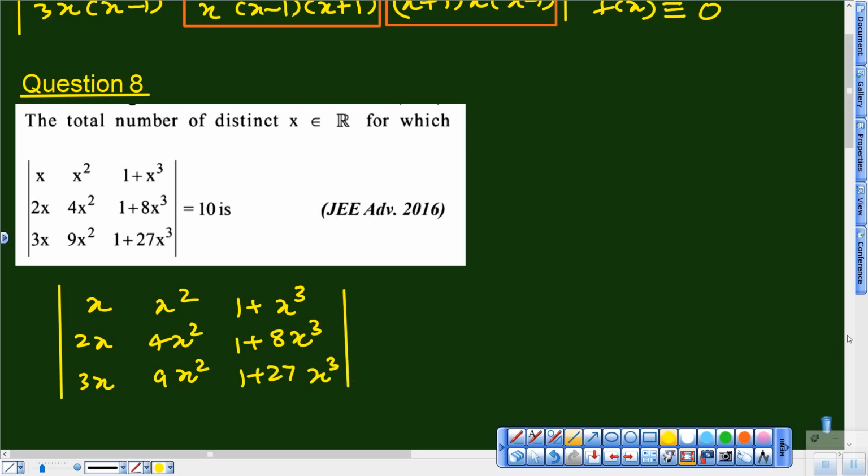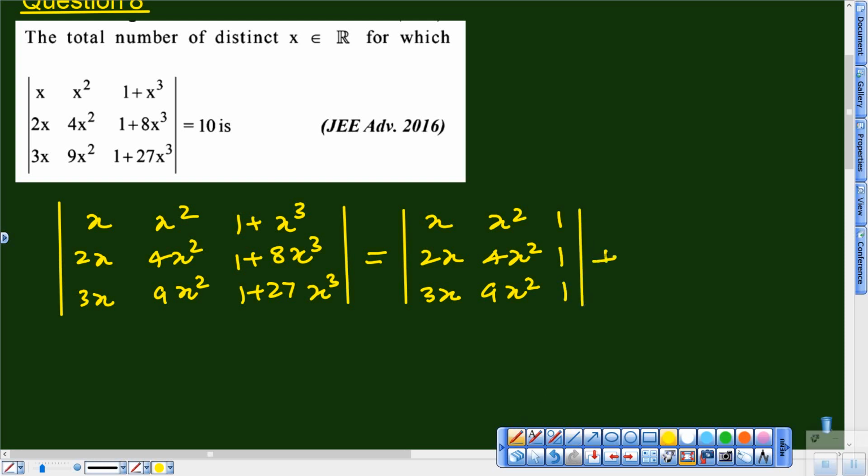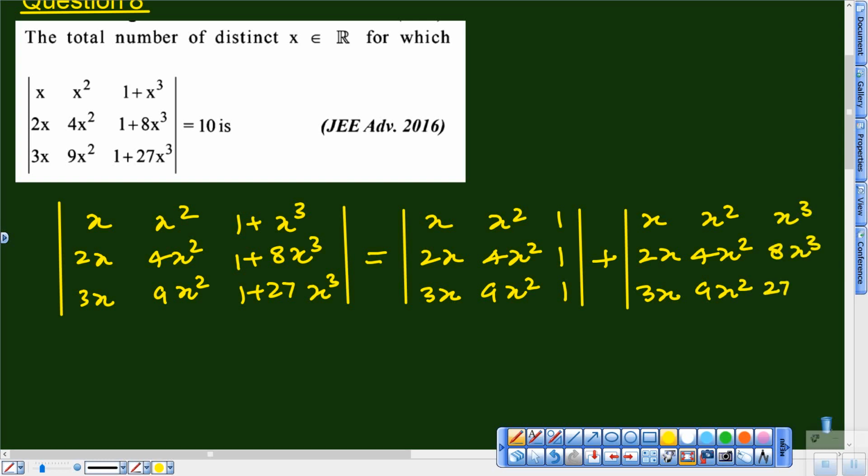You can see that again the third column appears to be addition of two elements. That's why this determinant can be broken down into sum of the two determinants, as I have done already in the previous question. The first determinant would be x, 2x, 3x, x square, 4x square, 9x square, and 1, 1, 1. And the second component determinant after breaking down would naturally be x, 2x, 3x, x square, 4x square, 9x square, and x cube, 8x cube, and 27x cube.